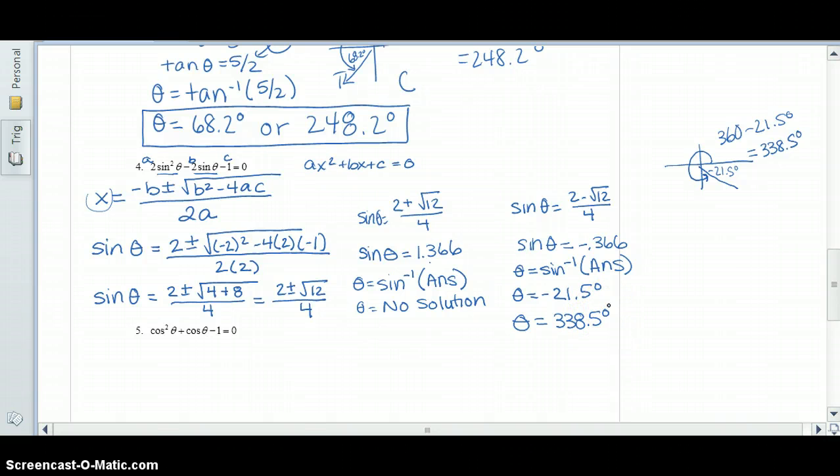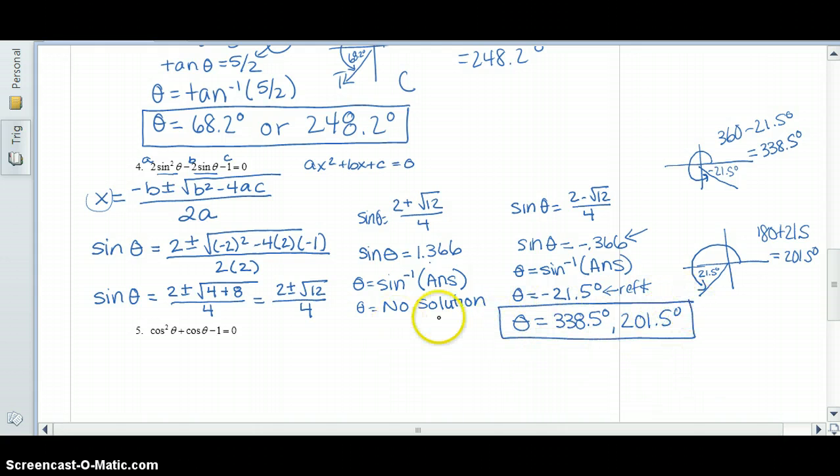And then to get the second answer, we have to think about where else could sine have been a negative 0.366. Well, that would have happened in quadrant 3. And the reference angle is the same as what the calculator gave us. It's still going to be 21.5. And we don't worry about negatives with reference angles. So now I have to figure out what this angle is in standard position. So I go 90, 180, and then 21.5 more. So 180 plus 21.5 is going to equal 201.5. So that's my second angle.